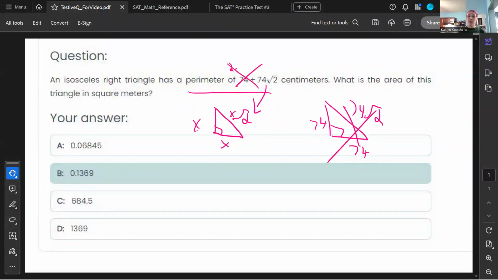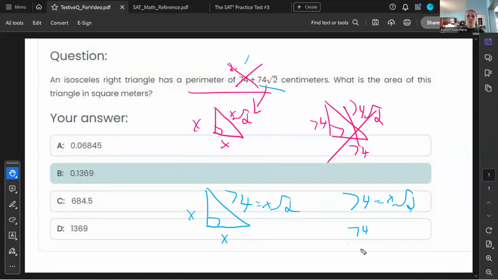And so again, if I draw a different right triangle down here, that means that probably my 74 is the hypotenuse because there are 3 sides. So that means that either one side is 74 root 2 or the sum of the other sides is 74 root 2. No matter how you split this, one of these is the sum of 2 sides and one of them is the hypotenuse. Now, if that's x root 2, this is x. I can solve 74 equals x root 2. That tells me 74 over root 2 equals x.